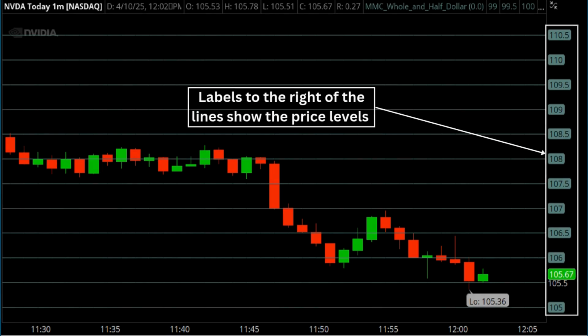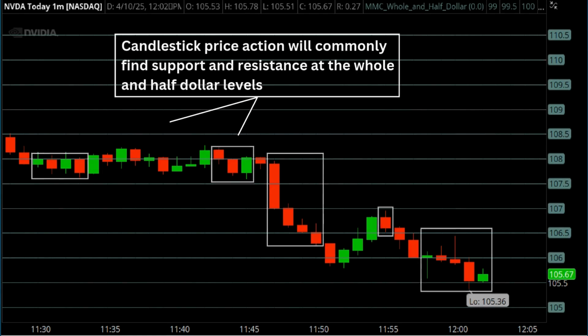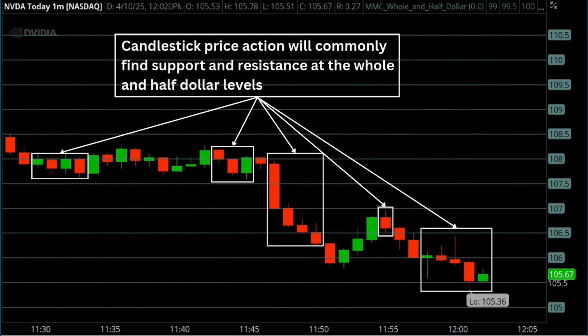To keep these levels crystal clear, price labels are displayed on the right-hand side of the screen. Each label shows the exact price of its corresponding line, ensuring traders always have a clean view of where critical levels exist during fast-moving market conditions. Candlestick price action will commonly react to these whole and half dollar levels. These zones often create hesitation, reversal or breakout points, reflecting the natural behavior of buyers and sellers as they interact with these well-known price markers.